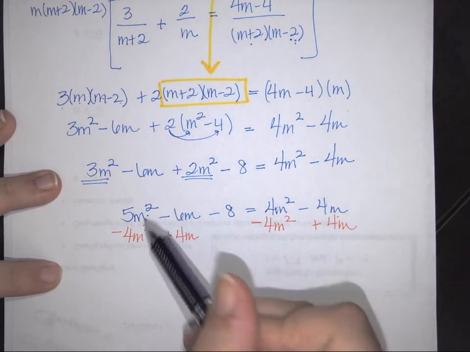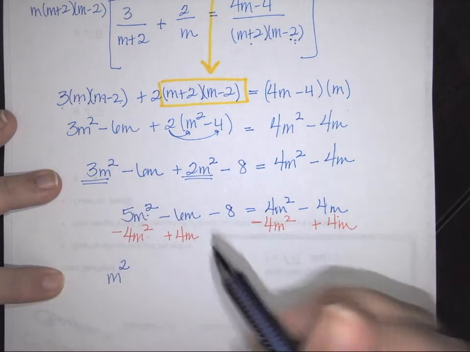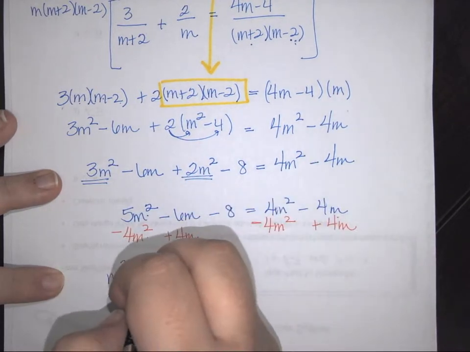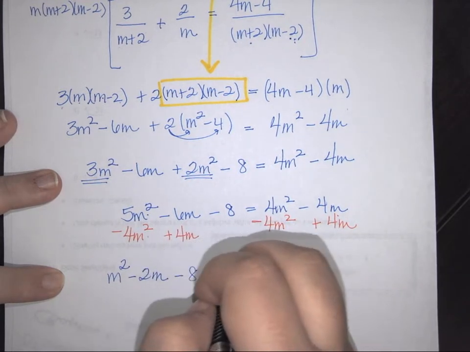So I have 5m squared minus 4m squared leaves me with m squared. Negative 6 plus 4 is a negative 2m. And then I have minus 8 equals 0.